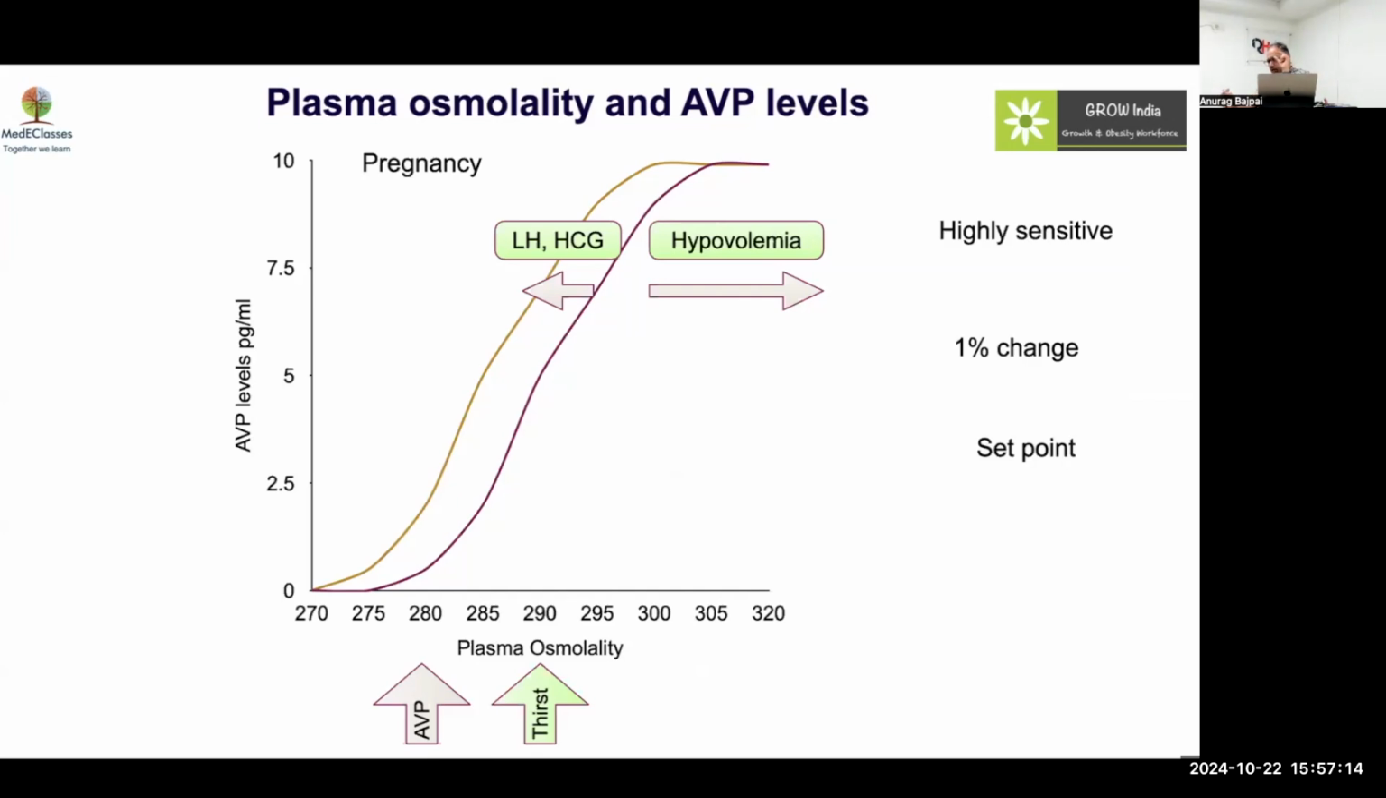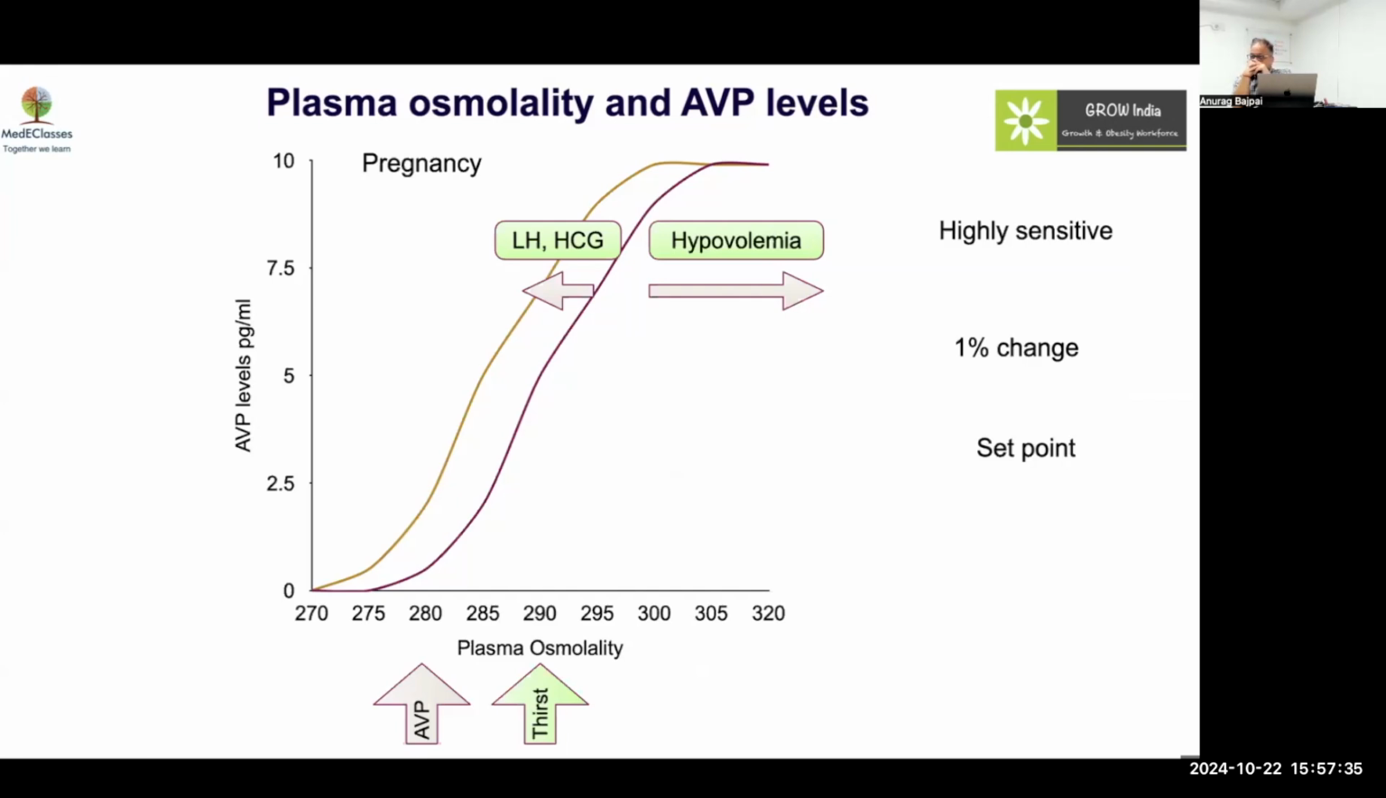But both AVP and thirst are equally important and they can compensate for each other. So if you have AVP deficiency and normal thirst, can you develop hypernatremia? So only in which patients will develop hypernatremia?